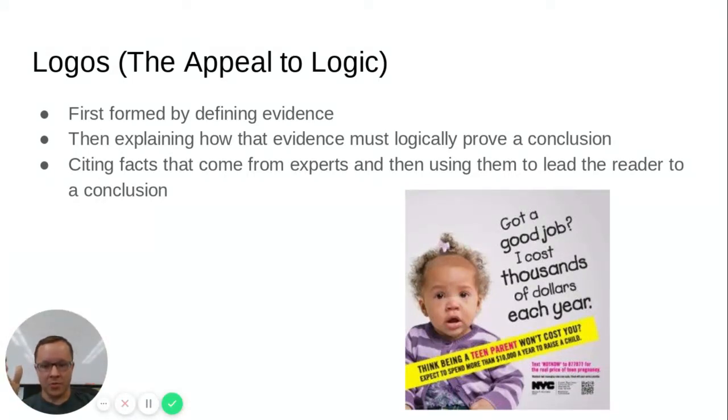Other things that they'll do for logos would be citing facts from experts and then using them to lead the reader to a conclusion. So you see my little advertisement that I have down here, it's a public service announcement, and it is an anti-teenage pregnancy service announcement, right? So it says, got a good job. I cost thousands of dollars each year. So they don't really come right out and say, don't have a baby. But what they say is a baby is expensive. And the conclusion that they want you to come up with is that because babies are expensive, and me being a teenager, I don't have much money, I can't afford to have a baby. So I should be careful with my sexual choices. Okay, that's the purpose of that advertisement there.